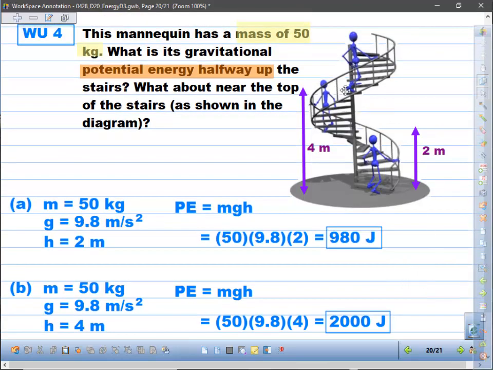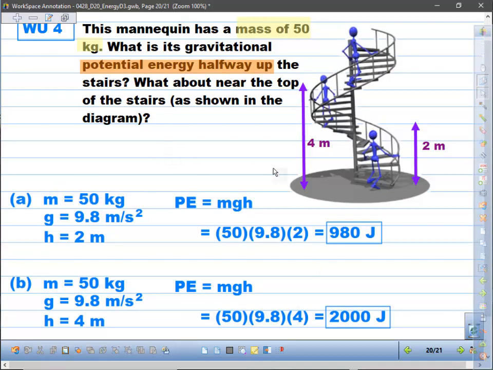So big picture, overall, what you see is this mannequin has potential energy when it is halfway up, and if it falls, it can hurt himself. And if it goes all the way up here, it's got twice as much potential energy, twice as much potential to damage himself in this fall. So make sure you have all this copied in the blue.